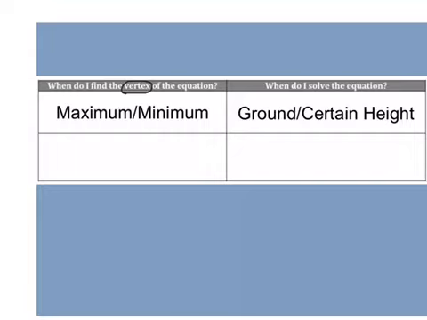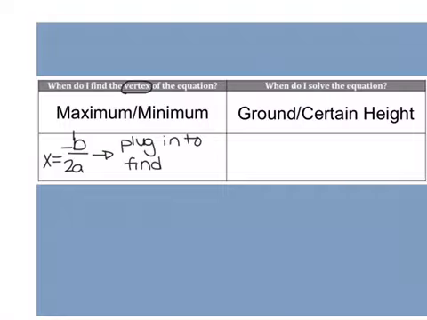So if you think back to Unit 5, Lesson 1, when we were looking at finding the vertex, we used the formula x equals opposite of b divided by 2 times a. And then we plugged it back in to find the y. So anytime I'm looking at a word problem that says find the maximum or find the minimum or find the greatest height or the least cost, that's a high point or a low point. So remember, that's just finding the vertex.